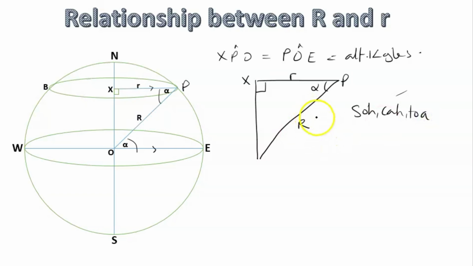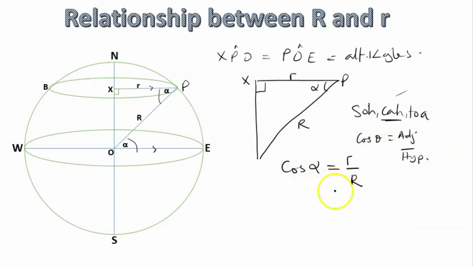We'll see that this is the hypotenuse side, and this is the adjacent side. So that's cos. If we say cos alpha, it's going to give us the adjacent over the hypotenuse. So we have r over capital R, because that's what cos of the angle will give us.